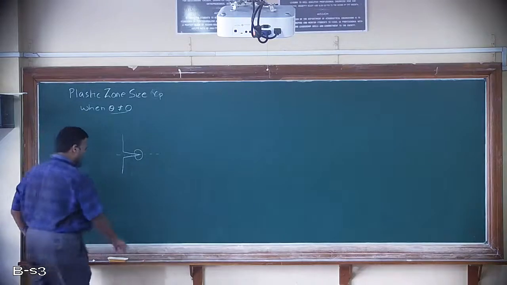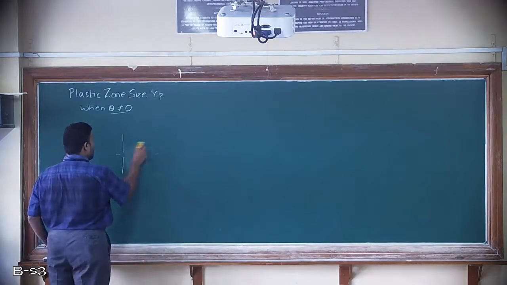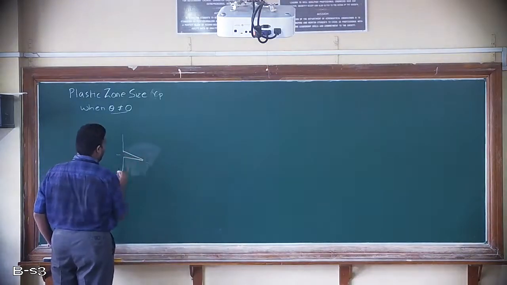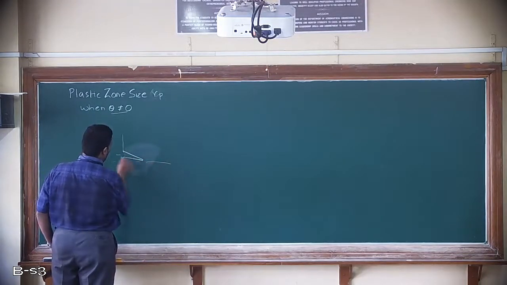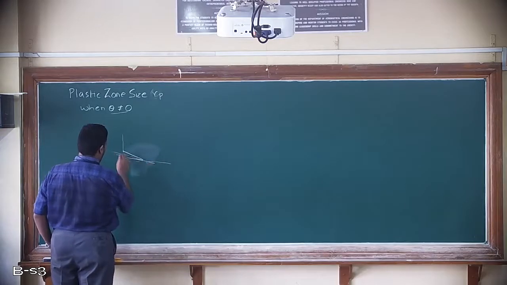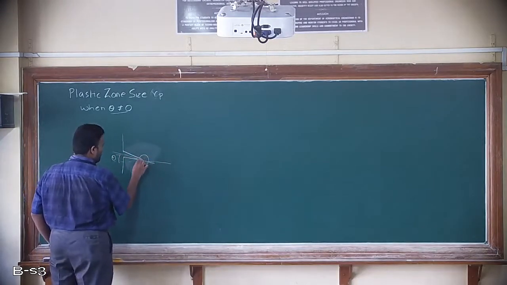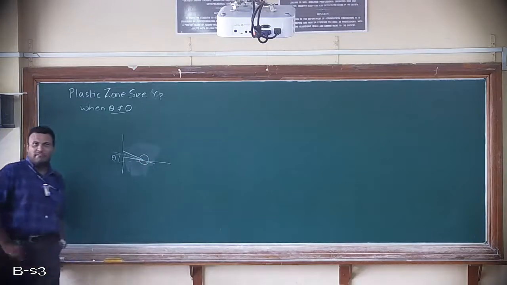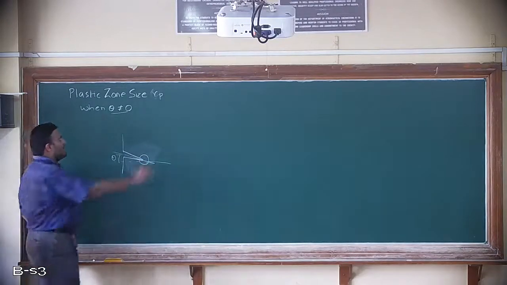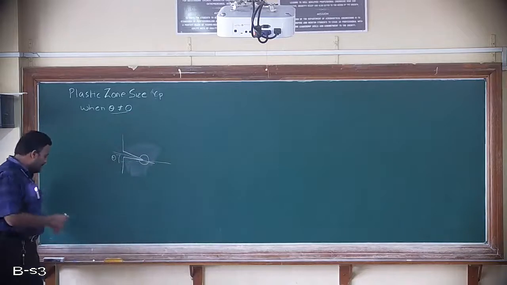But there will be conditions when the cracks are in this orientation, that is, you have the horizontal and this angle theta is not equal to 0. At that instant, what will be the size of the plastic zone developed at the crack tip, we shall see in this derivation.